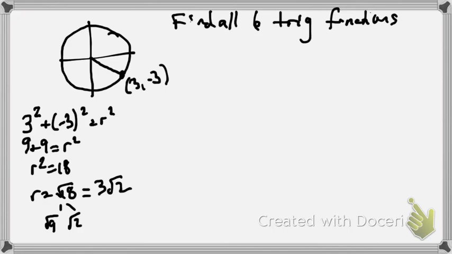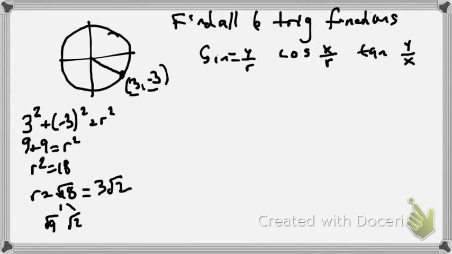But now just remember what we just said. We said that sine is y over r. We said that cosine, so I'll write those down. Sine is y over r. We said that cosine is x over r. And we said that tangent is y over x. So we've already found out what r is. Y and x are given to us in this equation right here.